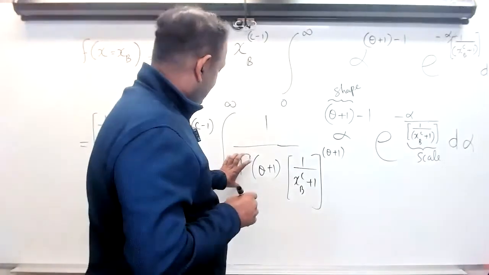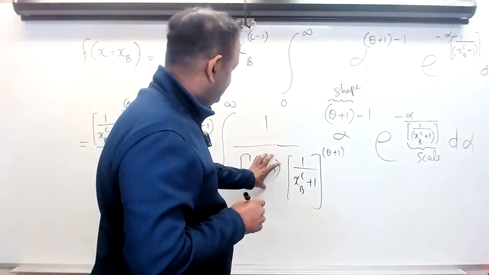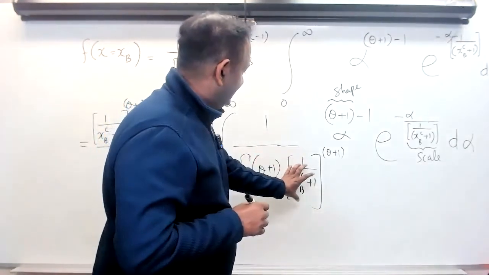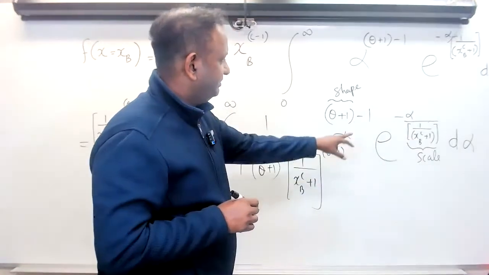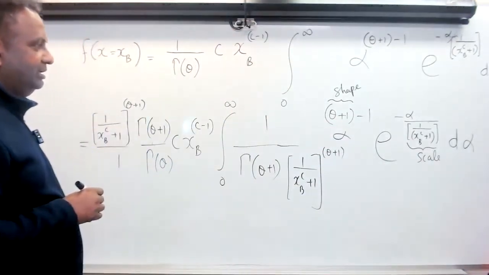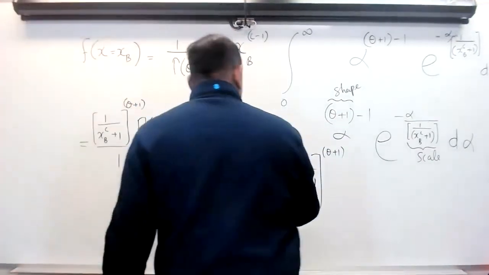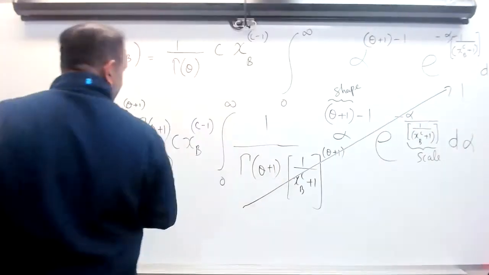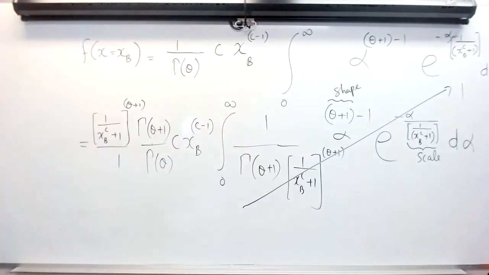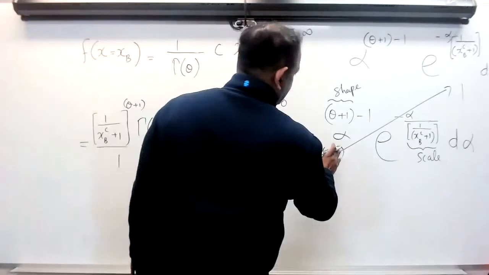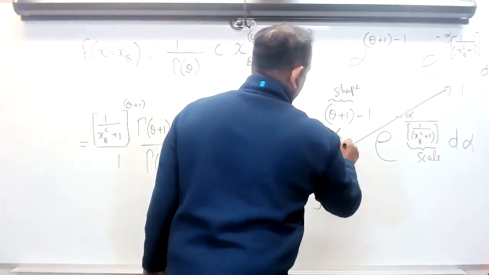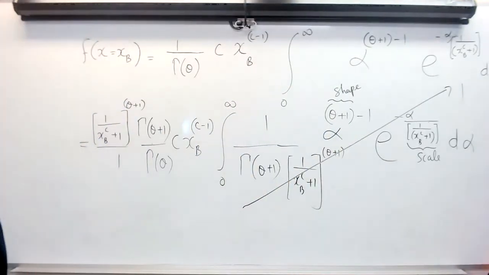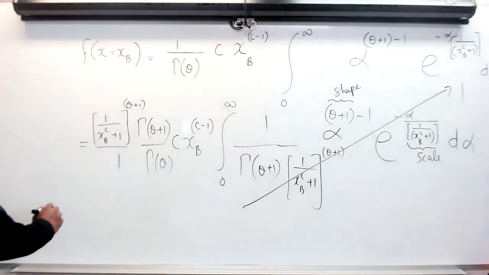The setting says gamma of shape, with the scale raised to the shape. See? Like that. If that's the case, this whole thing is 1. You know that. The whole thing is 1. That's how we're going to integrate. See? This one, alpha to the power of, okay. The leftover would be what?